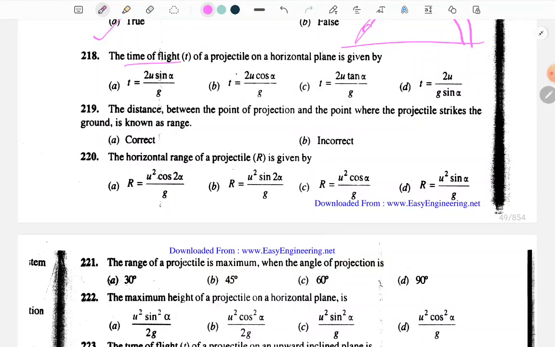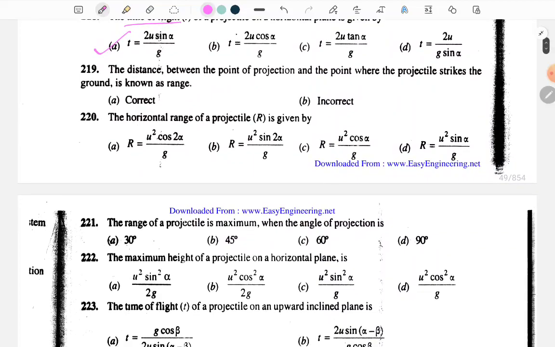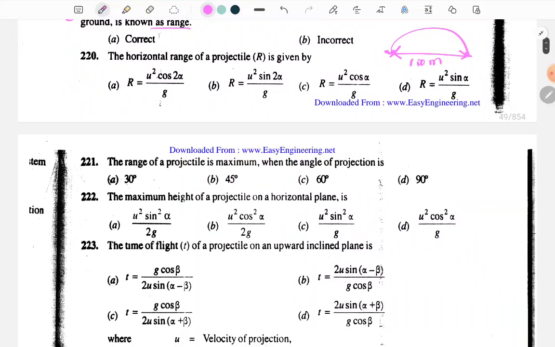Time of flight is equal to 2u sin alpha by g, as you already know. The distance between the point of projection and the point where the projectile strikes the ground is known as range. So from here you throw it and it falls here. This distance, whether 100 meters or whatever, is called the range.